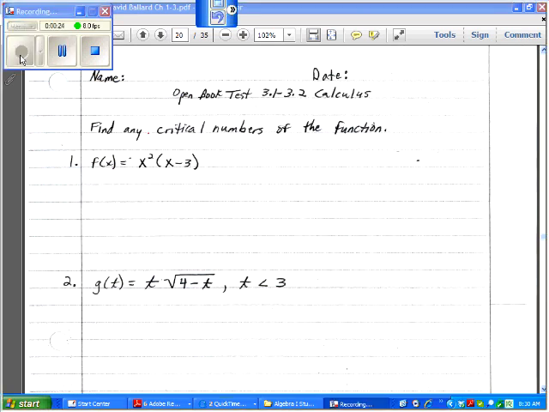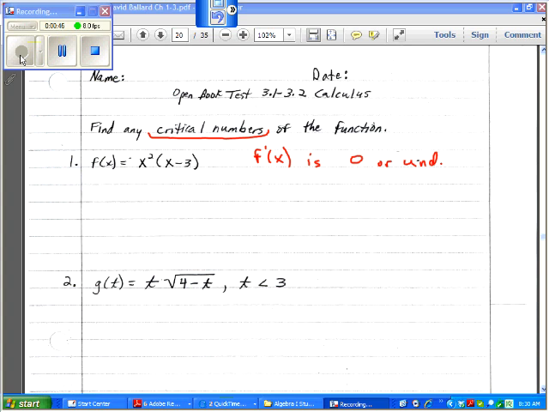Well, critical numbers are where something is true about the derivative, right? It's where f prime of x is 0 or undefined. There we go. So we're trying to find the places where the derivative is 0 or undefined, and that creates a critical number.